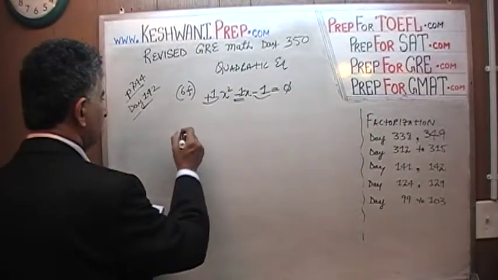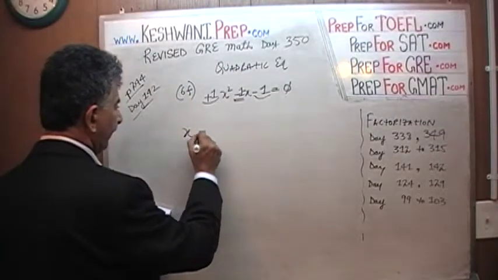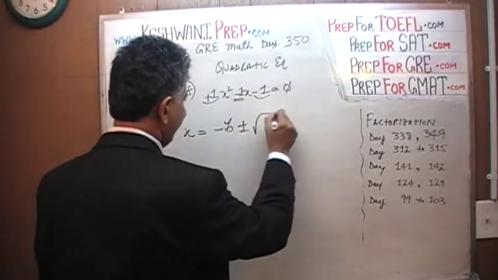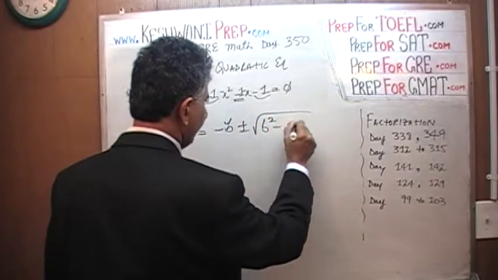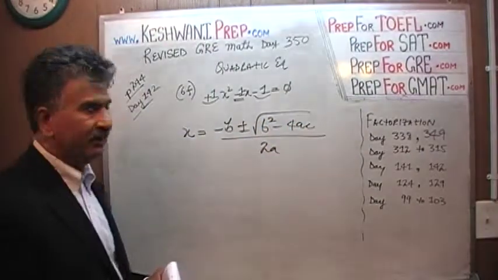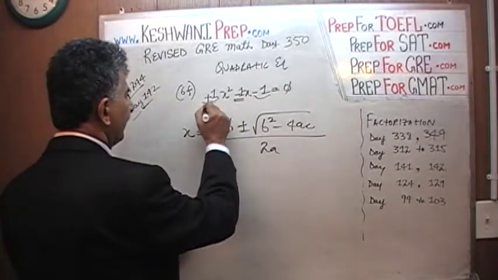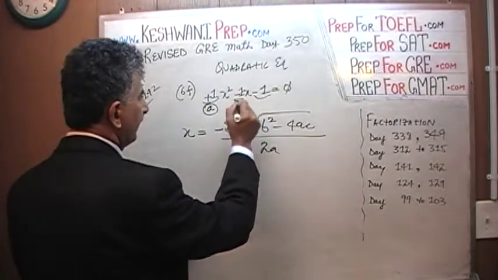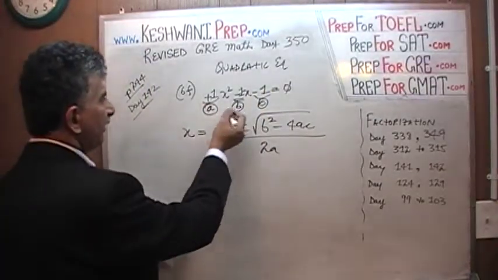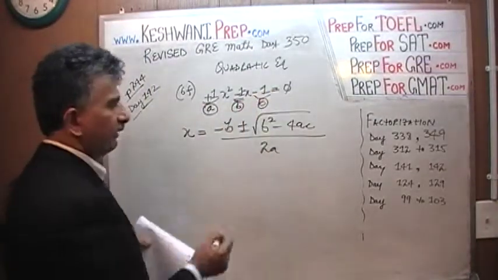And this is how the quadratic formula goes. x is equal to minus b plus or minus the square root of b squared minus 4ac, over 2a. And what are these a, b, and c? Our a is this guy. Our b is this guy, negative 1. And our c is negative 1. So our a is positive 1, our b is negative 1, our c is negative 1 as well.